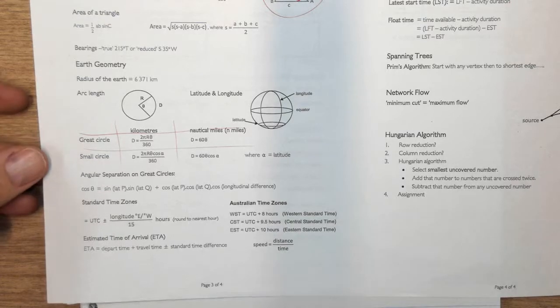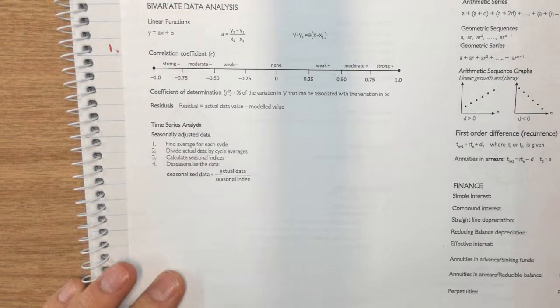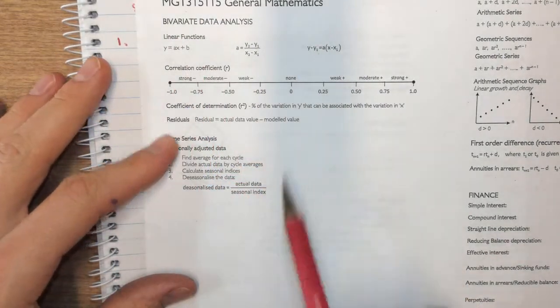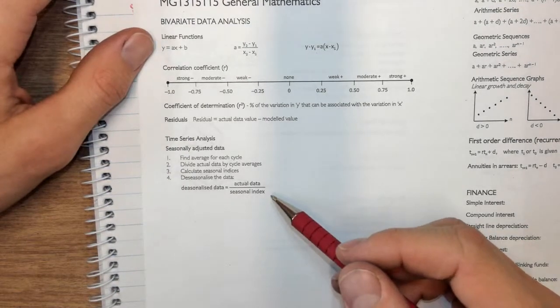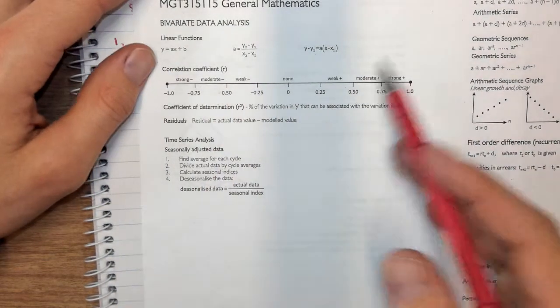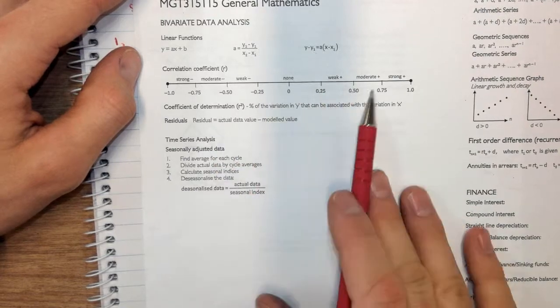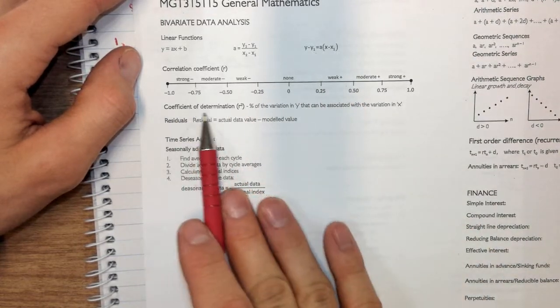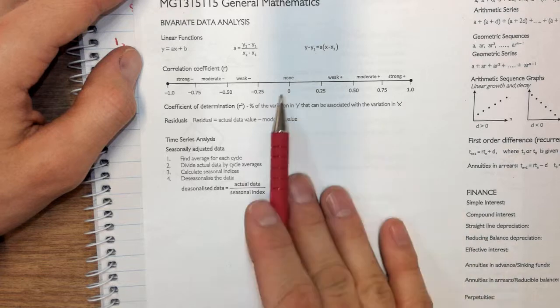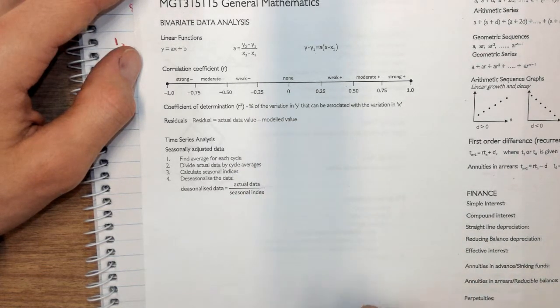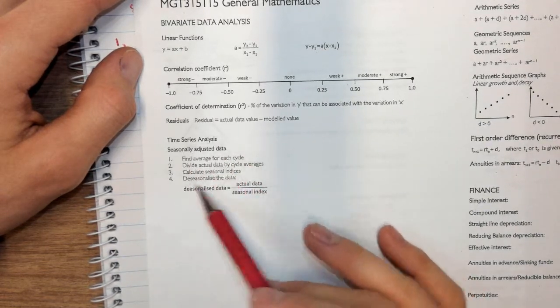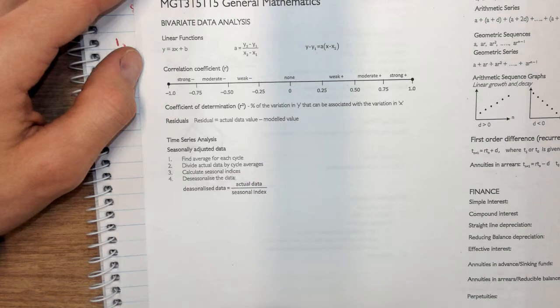Now, for bivariate data, some of the things that you need to know, if we look over the page, it has some basics with linear functions. It has your table where you can work out your correlation coefficient and whether it's strong positive or weak negative, etc., the values that you're looking for. As well as, remember, it tells you the templated response for the variation in your data through the coefficient of determination. Also gives you how to determine residuals and the process for deseasonalizing data.